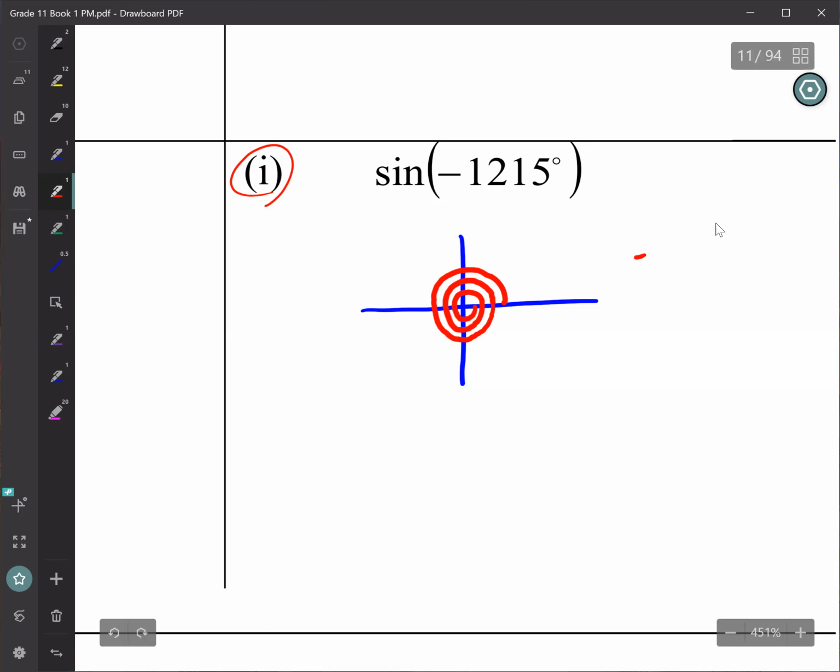So far, we got negative 1080. How much more to get to there? Ivy, how much more? 135. 135, okay. So that means it will stop in which quadrant then? Quadrant 3, okay. 135 more. I'm gonna use the green for the extra part. So that will be the terminal arm. That's where it stops.